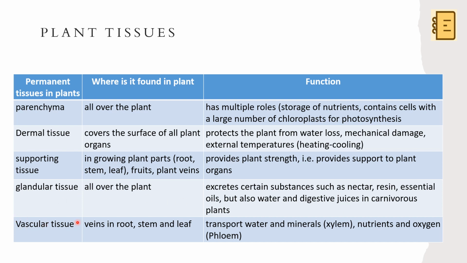And then in plants you can also find the vascular tissue. Vascular tissue you can find in veins, in roots, stem, and leaf. Basically, like in the human body you have veins and arteries, which are like roads for transportation of different stuff. Plants don't have arteries and veins, but they also have these kinds of roads inside the plant, which help them transport different things. For transportation of water and minerals, they use xylem, and for transportation of nutrients and oxygen, they use phloem.